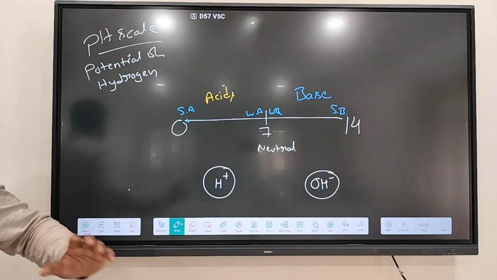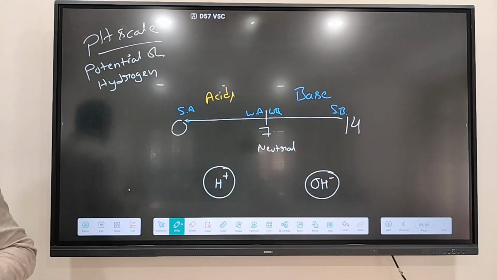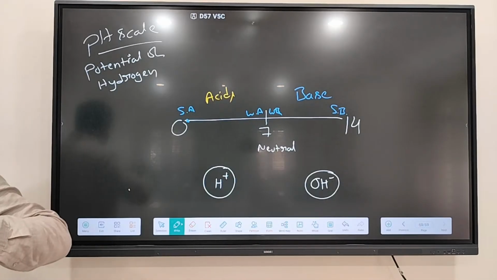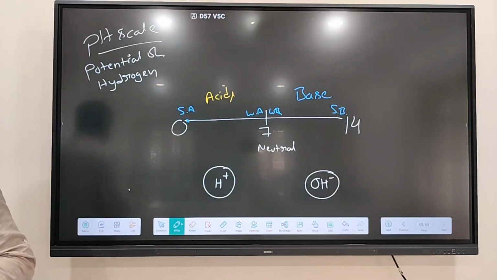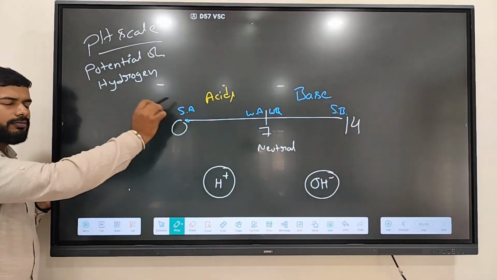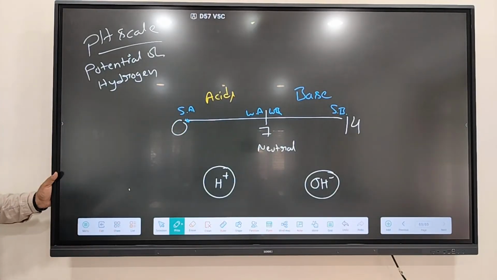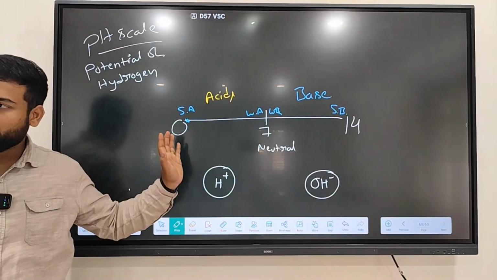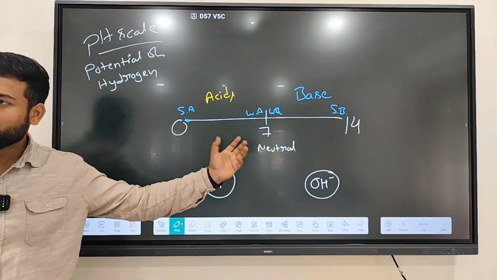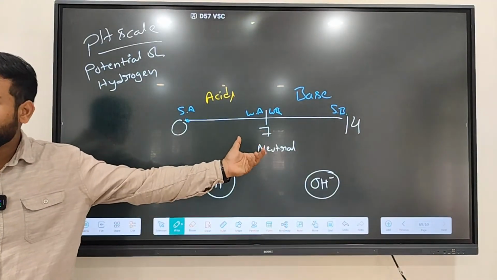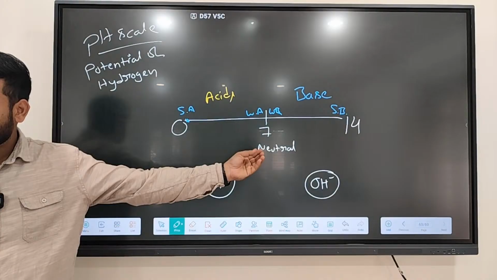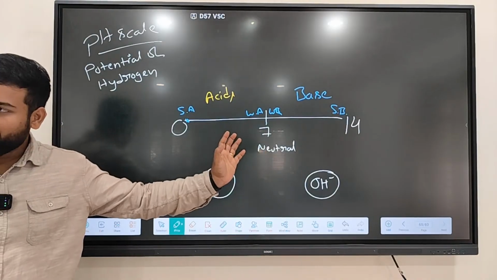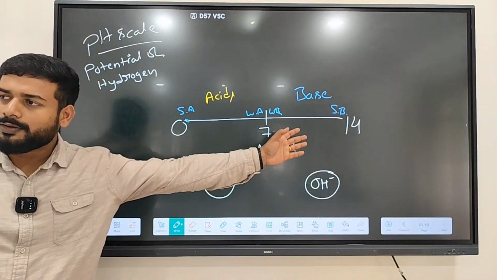For example, you are making lemon juice. You have added more lemon juice to a jar. It will be more sour, right? You are adding water or you are adding sugar. It will be neutral taste. Equal amount of sourness, equal amount of sweetness, right? Afterwards, you're still adding more sugar. It will become more sweet, right?